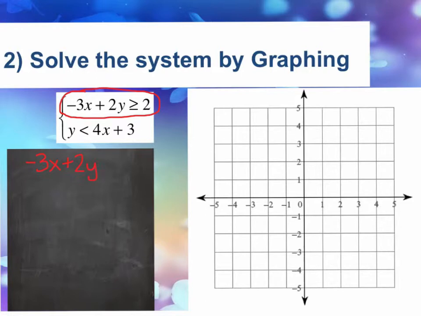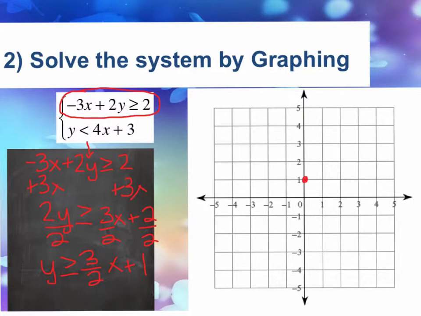I get 2y greater than 2. Remember, to get it in graphing form, I need to get the y isolated. So I'm going to add 3x to both sides. Add 3x. And I have 2y is greater than or equal to 3x plus 2. And then divide everything by 2. And I have y is greater than or equal to 3 over 2x plus 1. Now I'm going to graph.